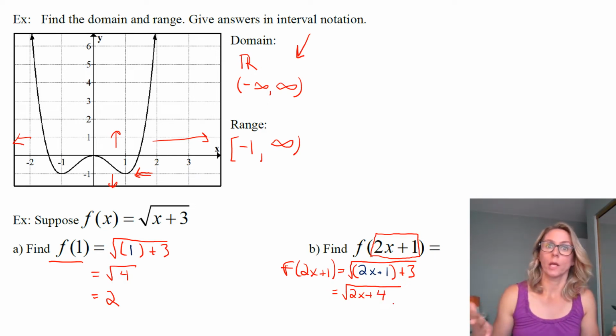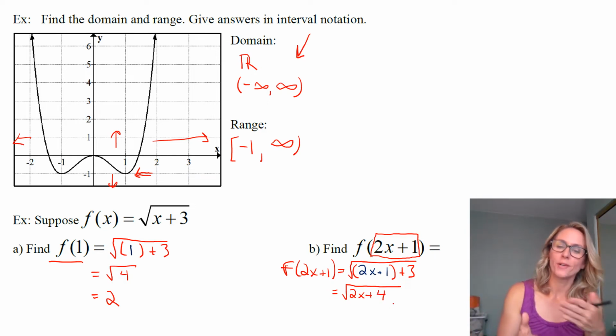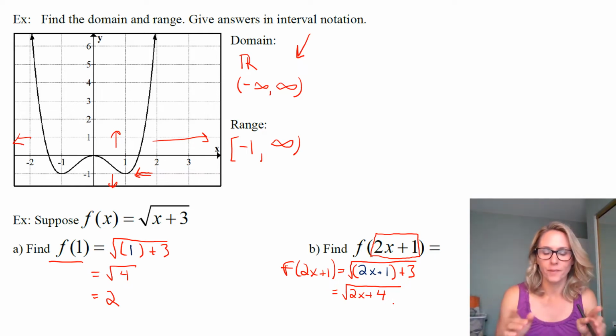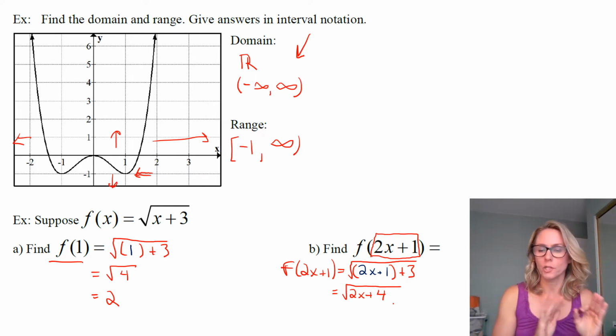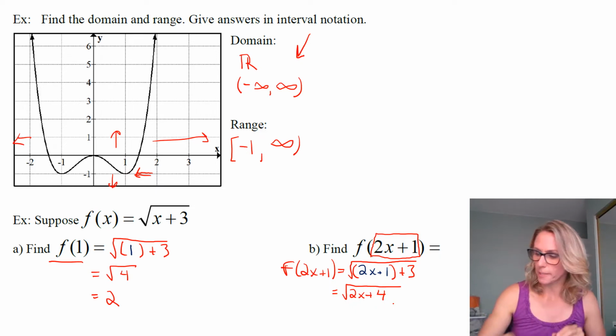You might be thinking, what else can I do? But there's addition between these two terms, so you can't separate this. 2x plus 4 is not a perfect square. There's no way to write it as a perfect square. And so because of that, we are done with this. We were just plugging it in, and this is our function, f of 2x plus 1. That's it.